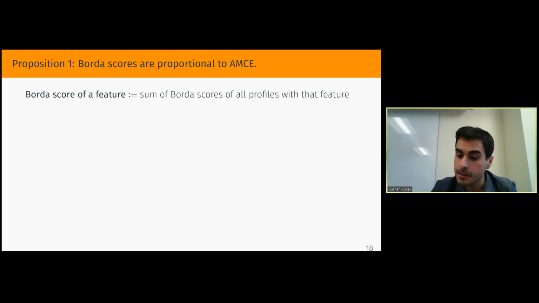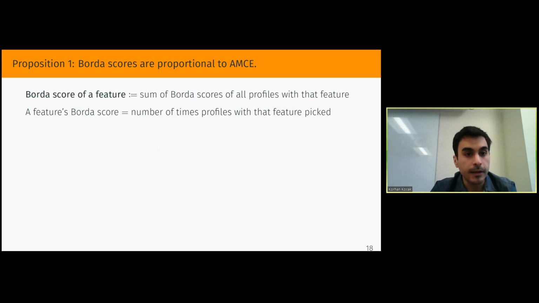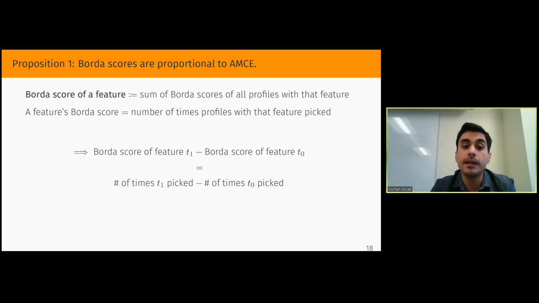And since this is simple addition, the equality from before is going to continue to hold, that a feature's Borda score is going to equal the total number of times all the profiles with that feature are picked. Which means that if I just take a difference, this equality is also going to continue to hold. That is, the difference in the Borda scores of two features is going to equal the difference in the total number of times all the profiles with those two features are picked.